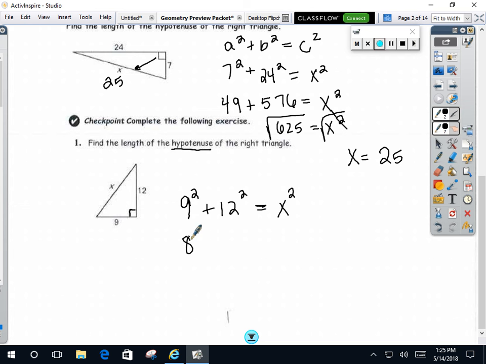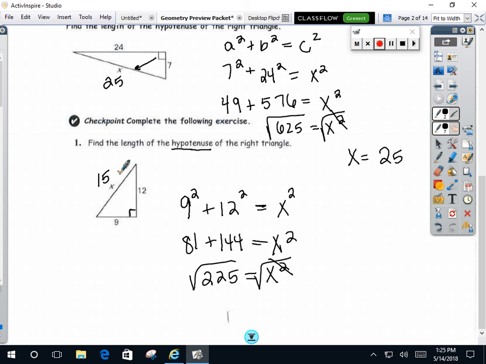Now that becomes an 81. This becomes a 144. And now you just add those together. What is 81 plus 144? 225. And now to solve for x, what do you do last? Square root it. And so the square root of 225 is? So that one's 15. And even though you can't know for sure that you're exactly right about the number, you at least have a good idea that you're right, because isn't that the largest of the three numbers? And the hypotenuse has to be the largest. Okay, go to page 2.